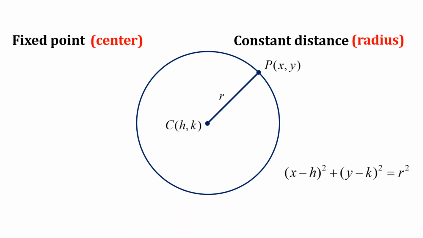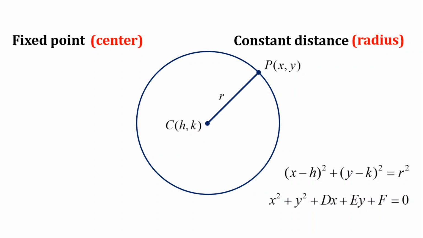Okay, so here we have its standard formula: x minus h squared plus y minus k squared is equal to r squared. And here is the general equation. So x squared plus y squared plus dx plus ey plus f is equal to 0.